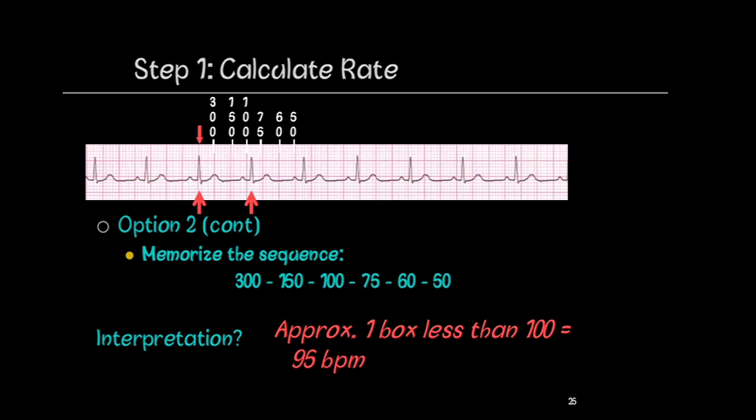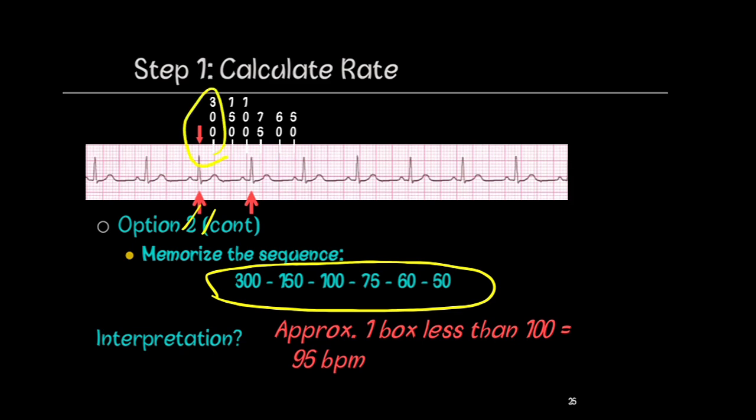Let me just summarize it for you so that it might not get messed up in your mind. First of all, we will identify the R wave that falls on the bold heavy line. So this was our perfect R wave. And now subsequent heavy lines will be assigned different numbers in the sequence of the pattern given here. So the first one will be assigned 300, the next one 150, and then 100, and so on until we encounter the next R wave.